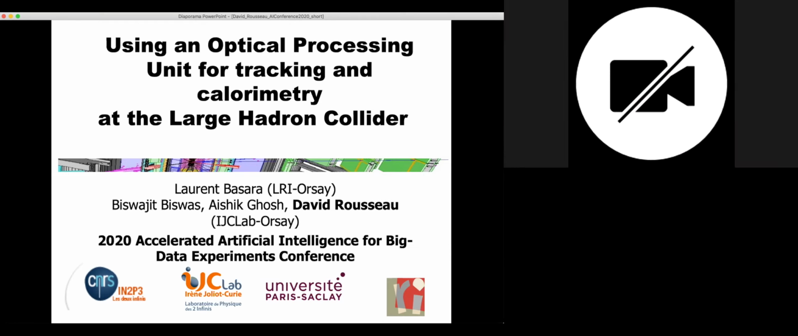Okay, so this is about using optical processing units for tracking and calorimetry at the LHC. At the Large Hadron Collider, we collect proton collisions, and we have a very high data rate, and the data is very complex. For an event, which is a record of a proton collision, we can spot muons, electrons, and then find the Higgs boson. But this processing is quite time-consuming, and we have more and more complex events and more events. So we're looking for new paradigms to process our events.